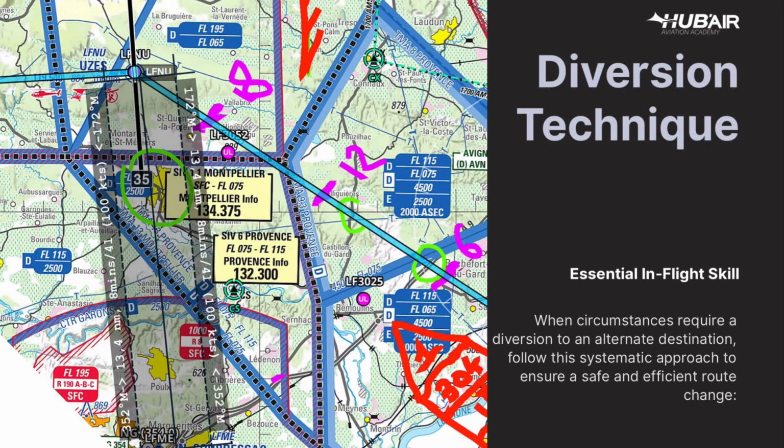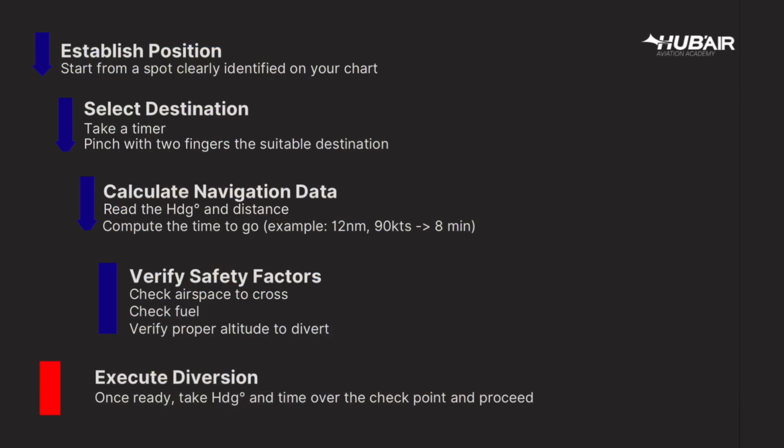Essential in-flight skill: diversion technique. When circumstances require diverting to an alternate destination, apply the following systematic method to ensure a safe, efficient, and well-managed route change. Establish position. Start from a spot clearly identified on your chart. Select destination. Pinch with 2 fingers the suitable destination. Calculate navigation data. Read the heading and distance. Compute the time to go. Example, 12 nautical miles, 90 knots, 8 minutes.